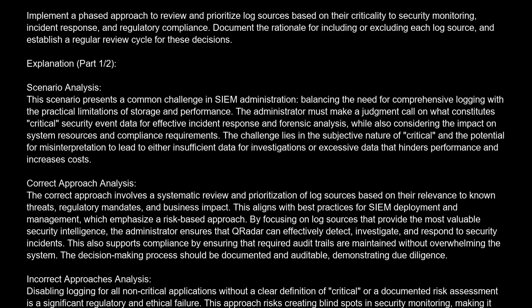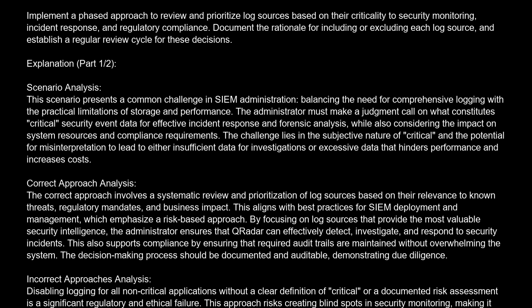Correct answer is B. Implement a phased approach to review and prioritize log sources based on their criticality to security monitoring, incident response, and regulatory compliance. Document the rationale for including or excluding each log source and establish a regular review cycle for these decisions. Explanation. Scenario analysis. This scenario presents a common challenge in SIEM administration: balancing the need for comprehensive logging with the practical limitations of storage and performance.